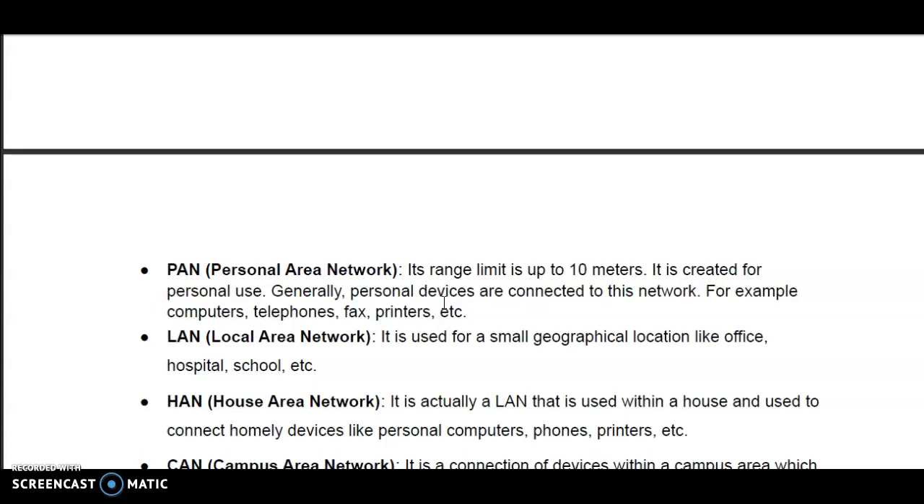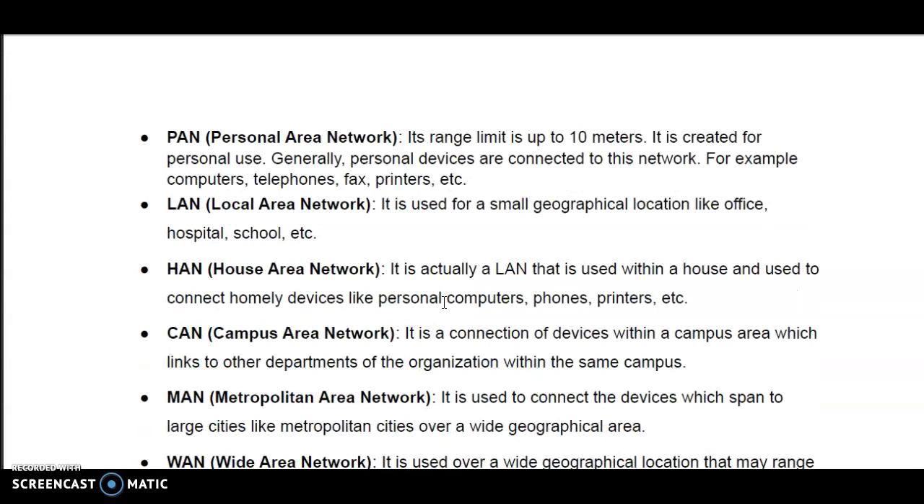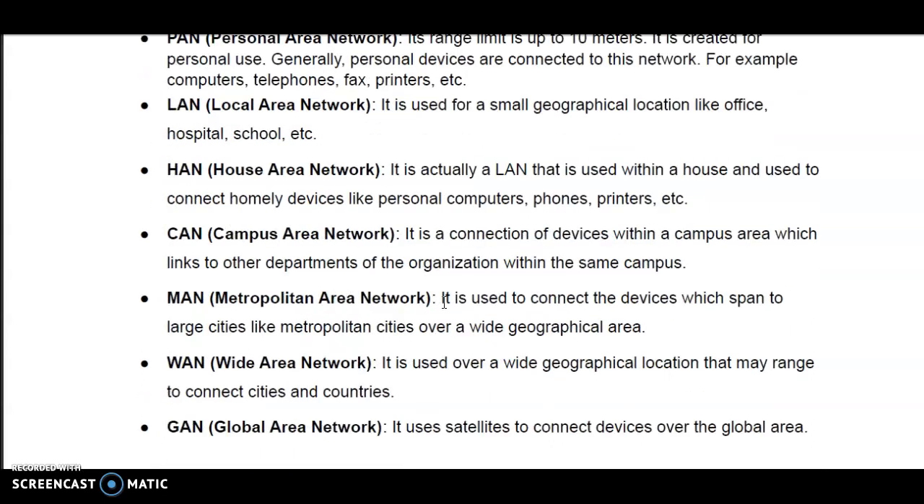Then the next thing is LAN. LAN is local area network. It is used in a small geographical area like your office, computer labs, hospitals, etc. Next is HAN, house area network. It is actually like a LAN, but it is used within a house for connecting devices like your computers, phones, printers, TV, etc.